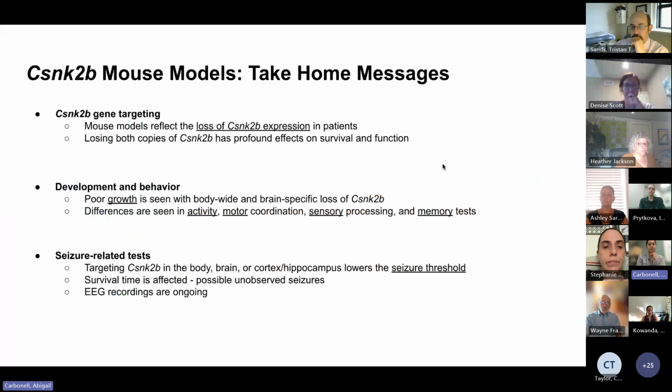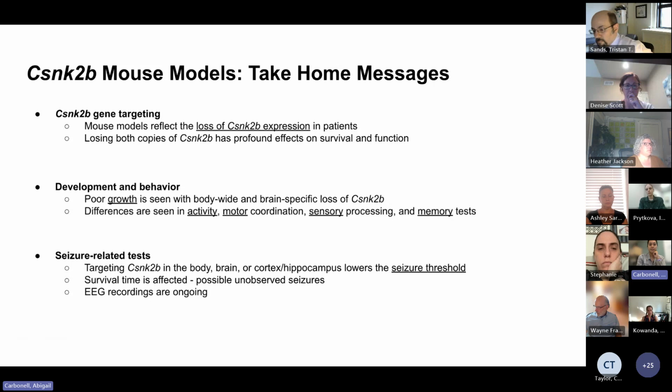So, take-home messages: here's what we have found in our mouse models. They reflect the loss of CSNK2B expression in patients. So this mirrors what we're finding in patient cells, and that losing both copies of CSNK2B has profound effects on survival and function. Having one copy of CSNK2B that's normal, or wild type, in the patients may allow patients to compensate for the loss of one copy, and they compensate in different ways, which can lead to some of the variability we're seeing. And then we see that poor growth is seen with body-wide and brain-specific loss of CSNK2B.